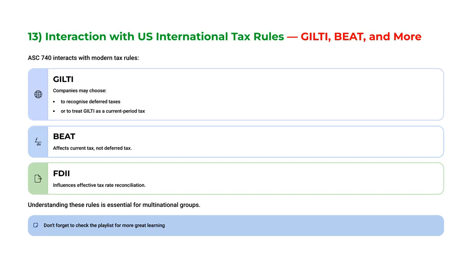Interaction with U.S. international tax rules, GILTI, BEAT, and more. ASC 740 interacts with modern tax rules. GILTI: companies may choose to recognize deferred taxes or to treat GILTI as a current period tax. BEAT affects current tax, not deferred tax. FDDEI influences effective tax rate reconciliation. Understanding these rules is essential for multinational groups.